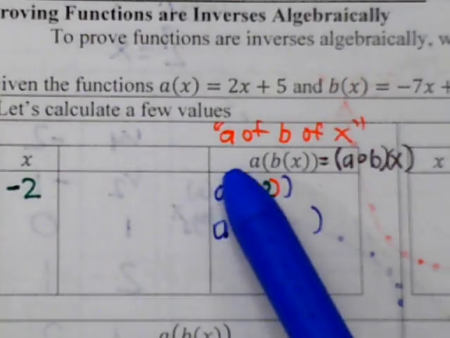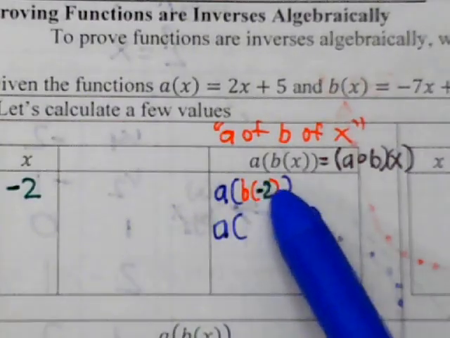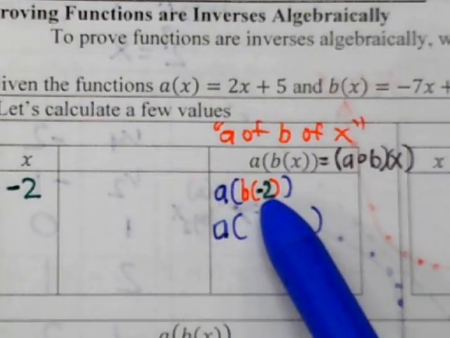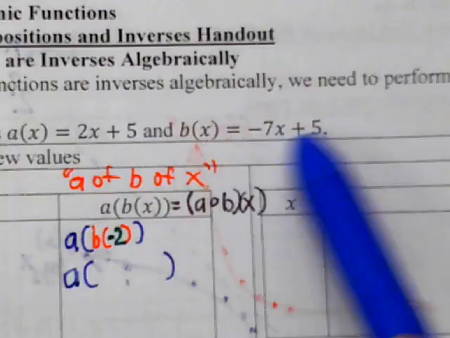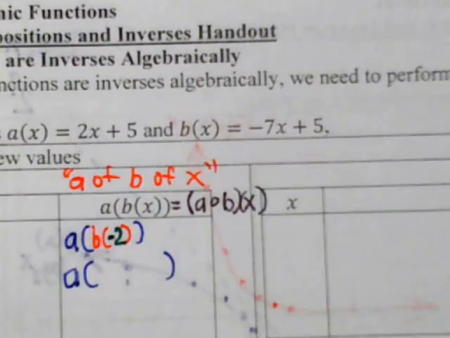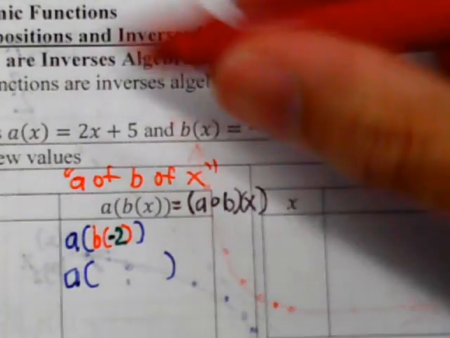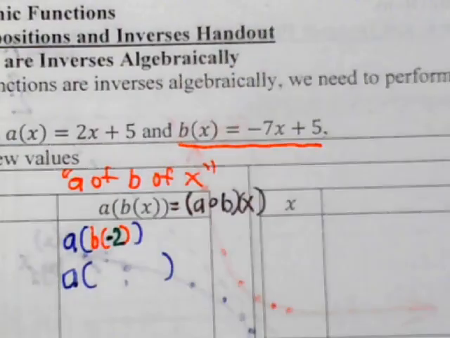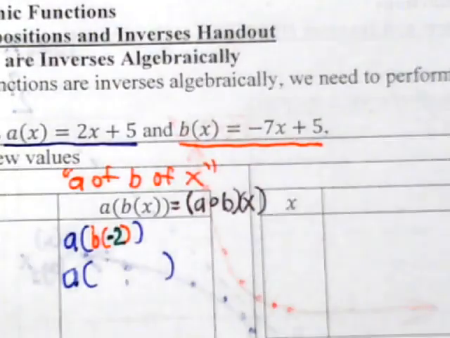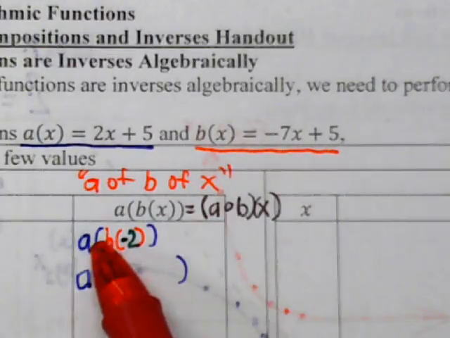If we look back up here, that's the function that B is. Let me color code this a little bit. Again, the inner function is B of negative 2. So ignore A, pretend that the A is not even there. Just pretend I asked you, what is B of negative 2?